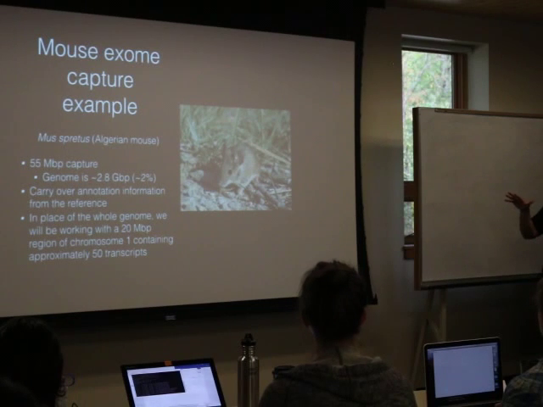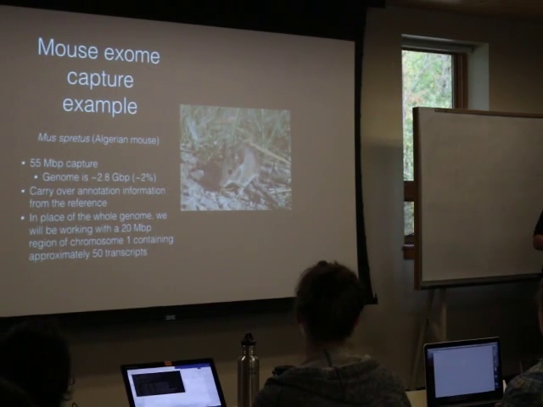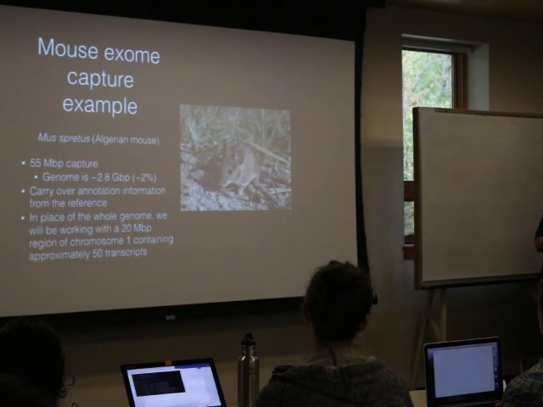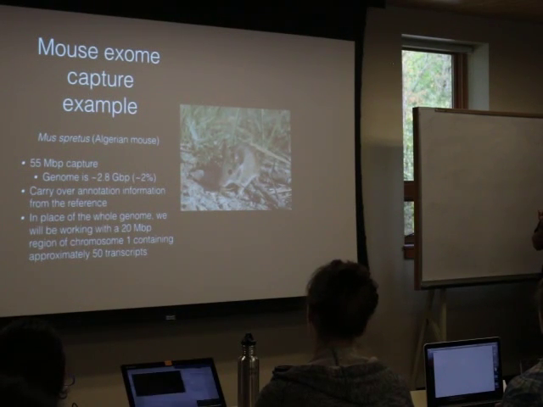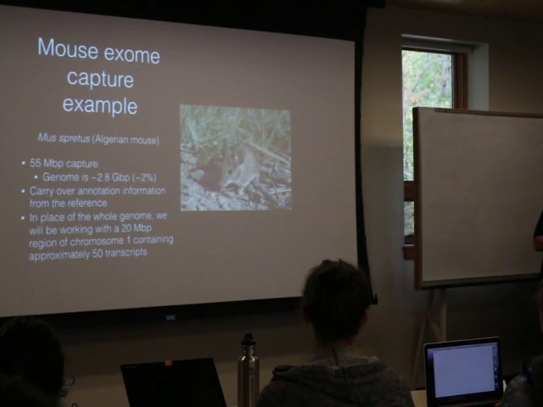The good news for us is that Mus spretus is pretty closely related, not too far related, nothing with the timescales we talked about previously, to the mouse reference. So we have a pretty closely related reference. And that means we can carry over the annotation information from that reference itself, even though we don't have a Mus spretus genome. There's one theoretically coming out from the mouse genome working group pretty soon.